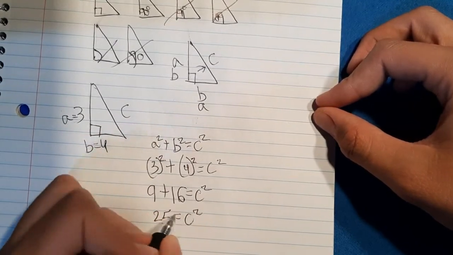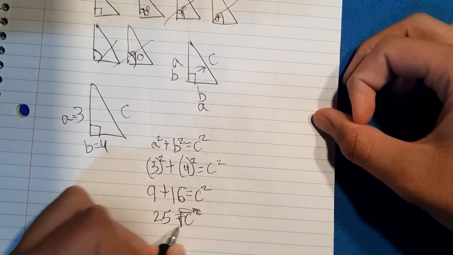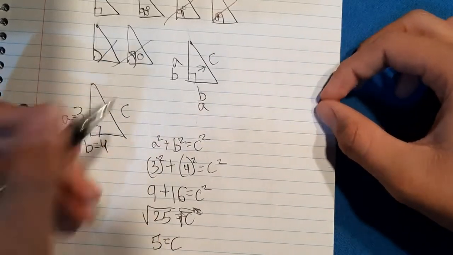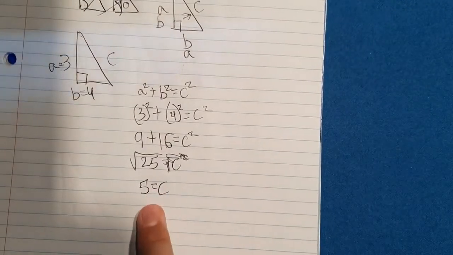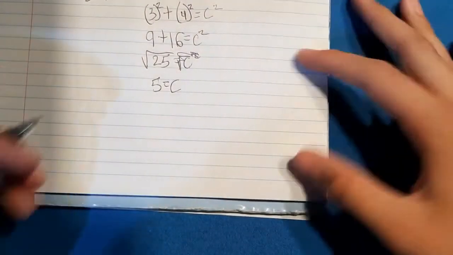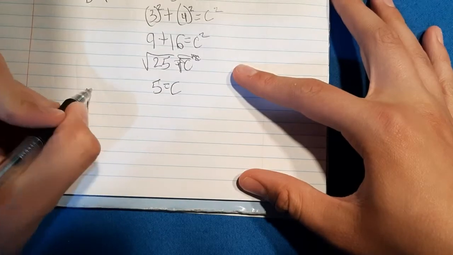The way to get rid of the squared is to square root both sides. So if I do that, that would get rid of that. And the square root of 25 is 5, so 5 equals c in this problem. Now, most of the time, this is not going to come out as nicely as it just did. Most of the time, it's going to be a decimal answer. So like a problem like this.